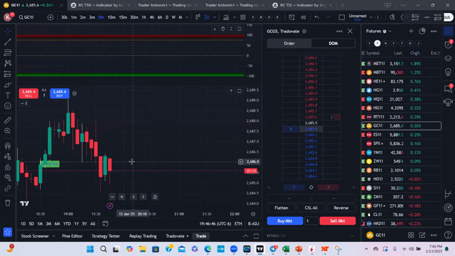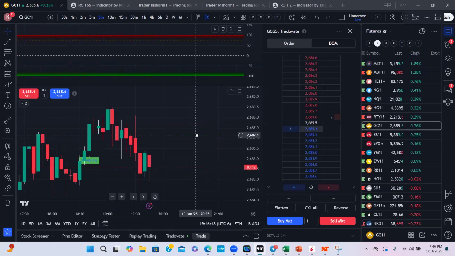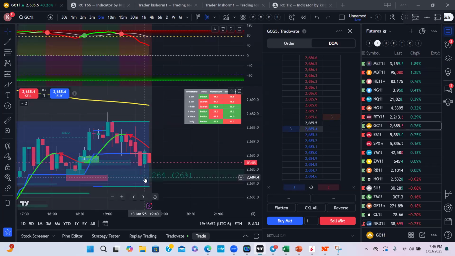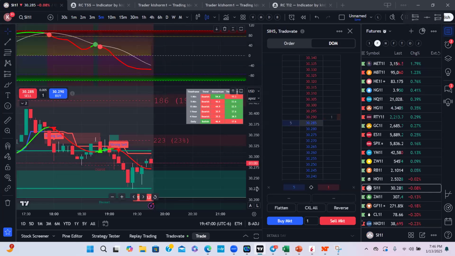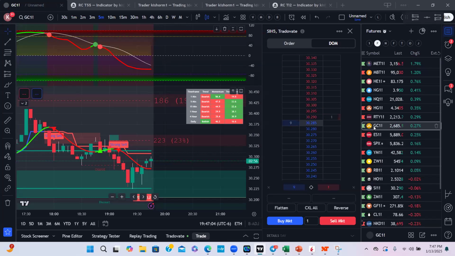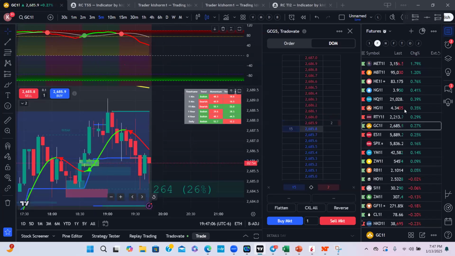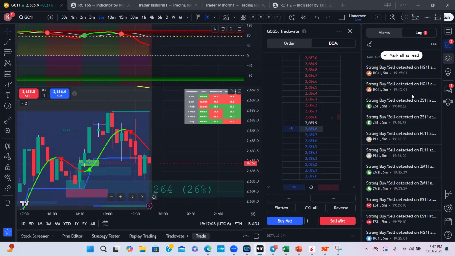AC is looking bearish. So until we get a signal, strong buy, strong sell, don't enter any trades.